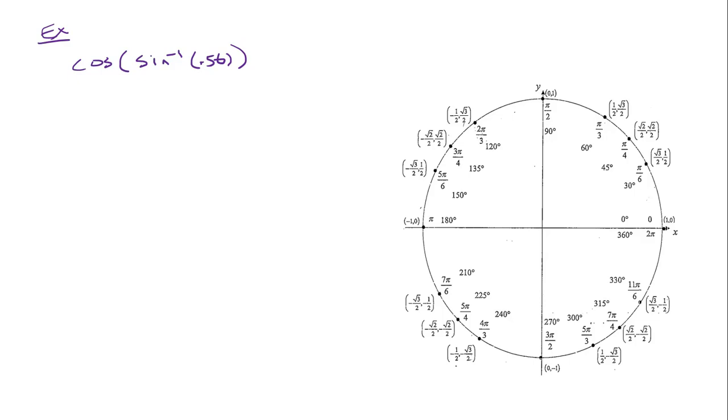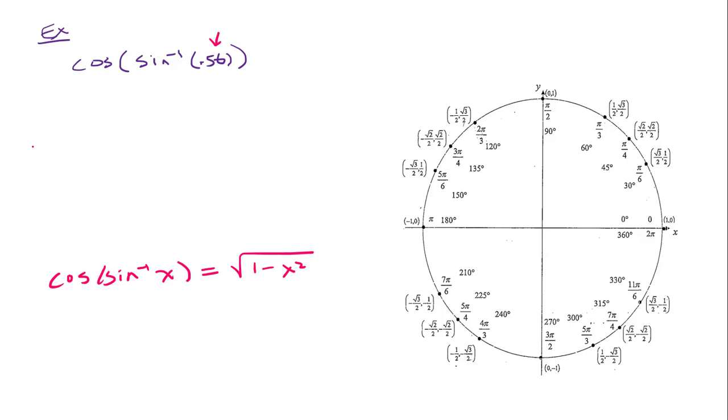If you look at the formula sheet, it tells us that cosine of inverse sine of x is equal to the square root of 1 minus x squared. Again, cosine of the inverse sine of x is the square root of 1 minus x squared. So in this case, our x is going to be that 0.56 value.